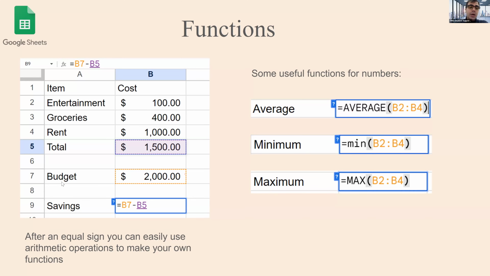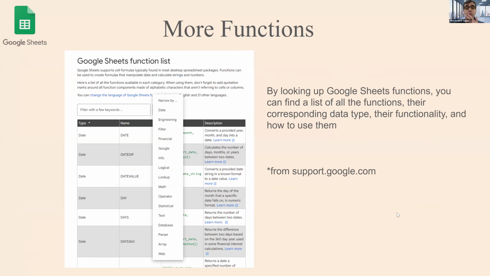And instead of just using a function, we can also use arithmetic operations to calculate something. So in the cell that is highlighted in blue, I put in the equal sign, then cell B7, which is the one holding the budget value, minus cell B5, and it shows us how much we have saved. This is a very specific example, but you could use all sorts of mathematical operations to make your own functions and equations. Now we move on.